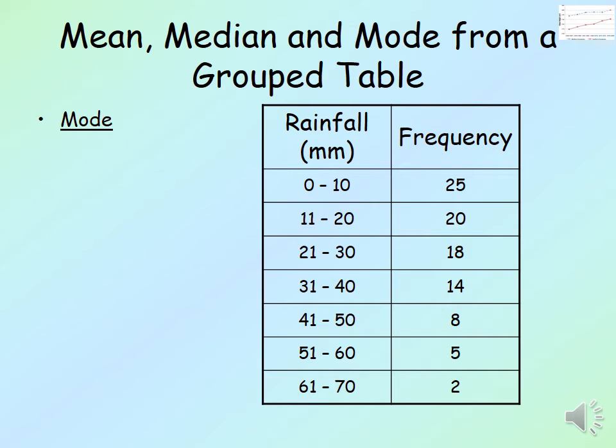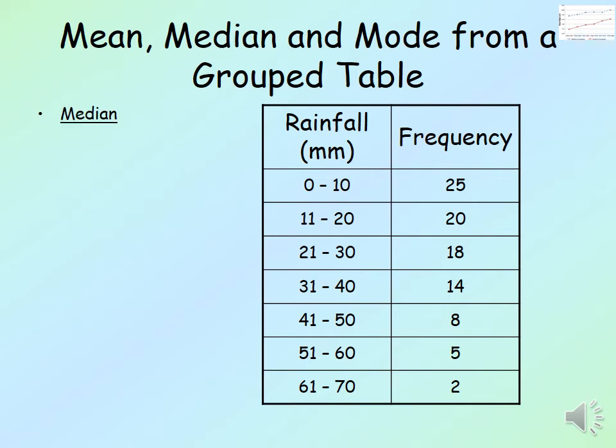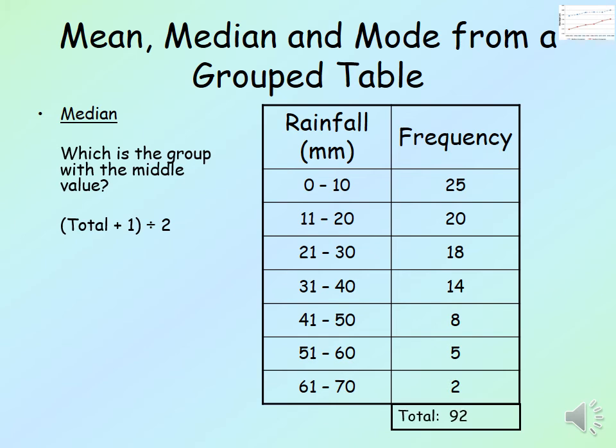Okay, so the modal group we can clearly see is 0 to 10, because it had 25. Okay, we're going on to the median, which remember is the middle item. So we need to know the total plus 1, and the total, if we add it up, is 92. Plus 1 is 93. 93 divided by 2 should be 46.5, so the 46th or 47th value.